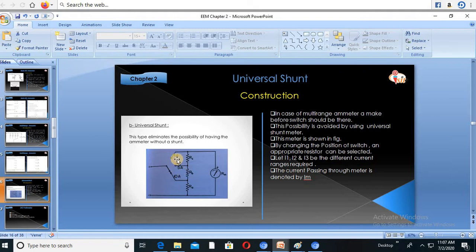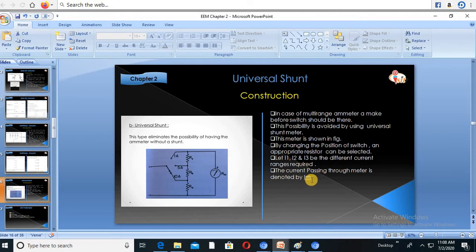Now the different current ranges are 1 ampere, 5 ampere and 10 ampere. If we connect the switch here, then the 1 ampere range is selected. If the switch is connected here, then the 5 ampere range is selected. And if the switch is connected here, then the 10 ampere range is selected. These resistances are connected in parallel with the same permanent magnet moving coil instrument.